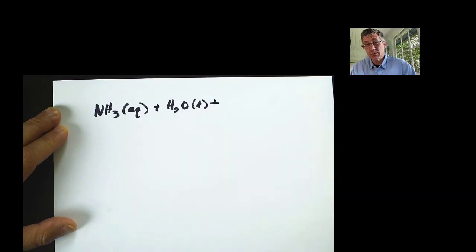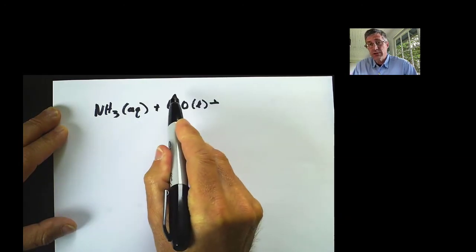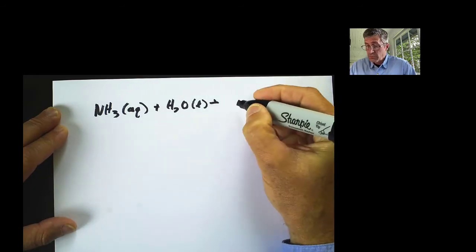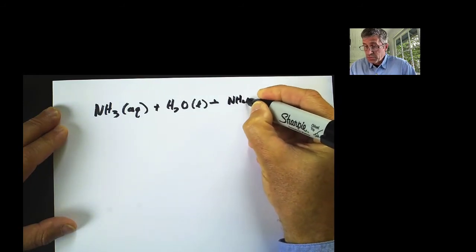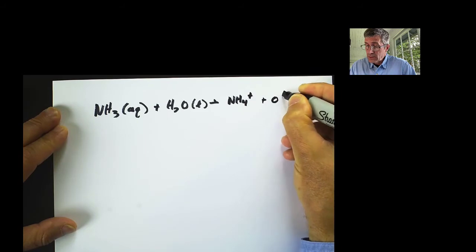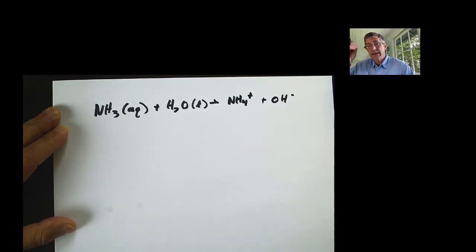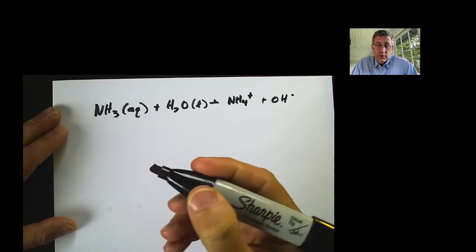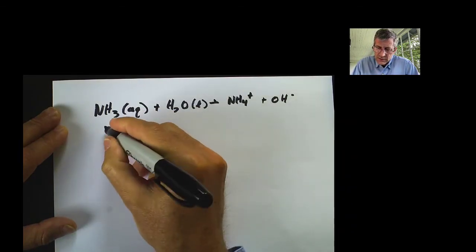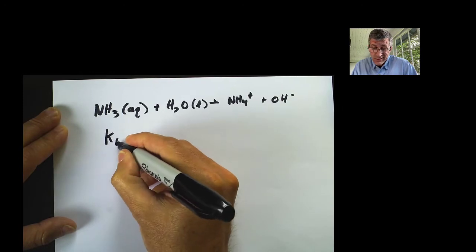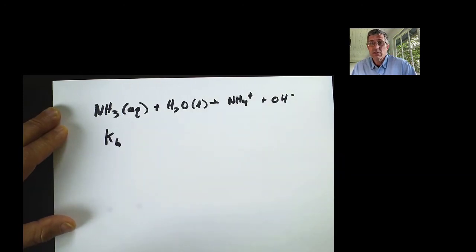So this is a base, right? So my base is going to accept the hydrogen. The hydrogen is coming from the water. So I'm going to be left with NH4 plus and OH minus. The water lost the hydrogen, and now it's a hydroxide. So this is a base reaction. We can write an equilibrium for it. So this is K, because it's a base, I'll put a B there. So this is a base dissociation.